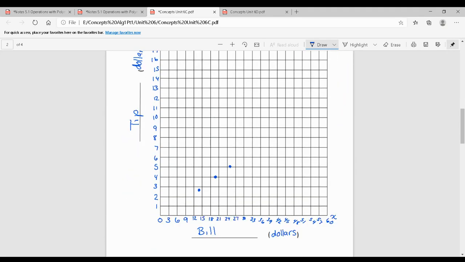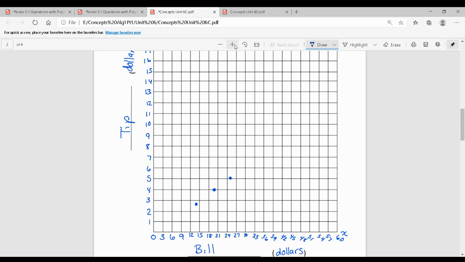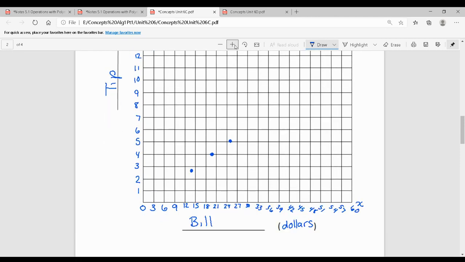So I go to 14 on my x-axis, and 14 is between 12 and 15, but make sure you put it a little closer to the 15, not the 12, right? 14 is closer. And then 2.8 is closer to 3 than 2. So notice where my point is, okay? I'll zoom in a little bit even. Okay, it's closer to the 15 and closer to the 3 because it's 14, 2.8.